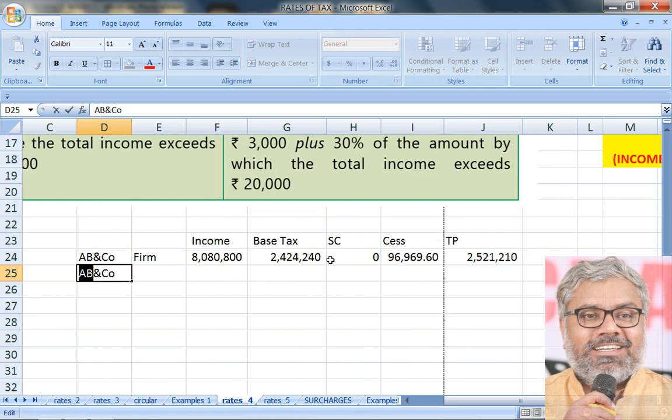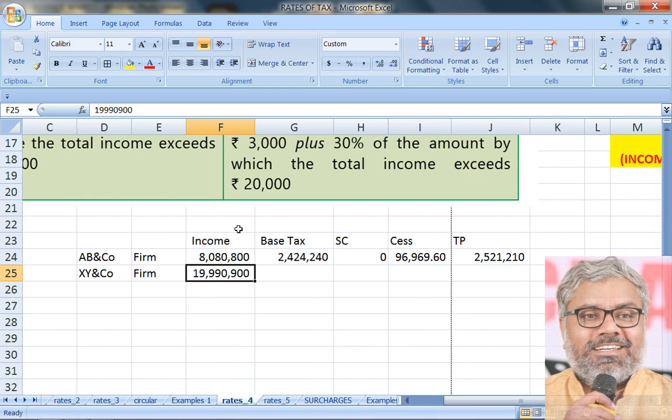Let us take another firm just for understanding purposes. Say X, Y and co is there. This is also a firm. Now let us just take the income as say 1 crore 99 lakhs 90,900 just for example. So 1 crore 99 lakhs 90,900 is the income. Base tax is nothing to calculate, directly 30%, no slabs, nothing. So whatever income, multiply with 30%.